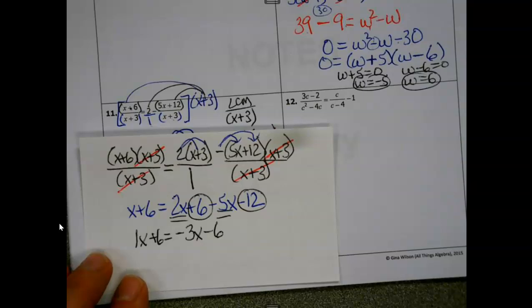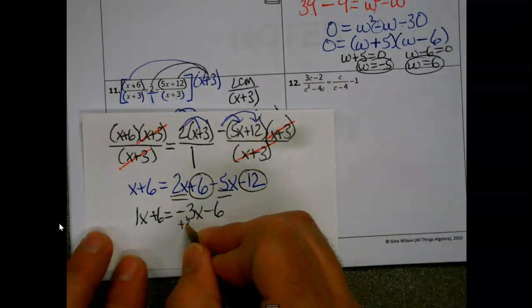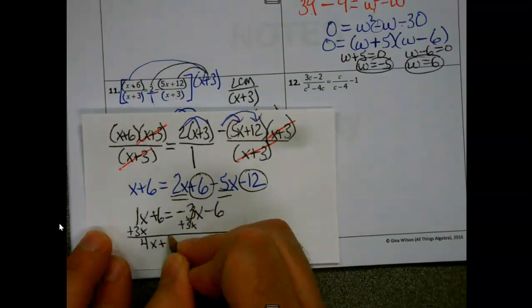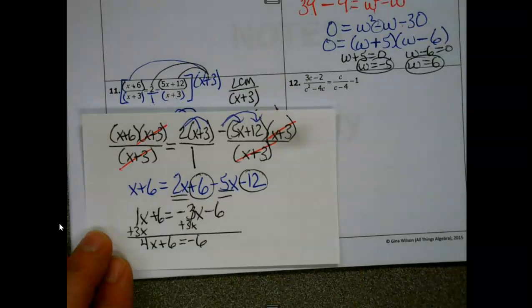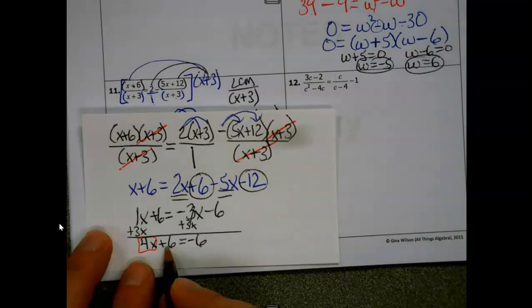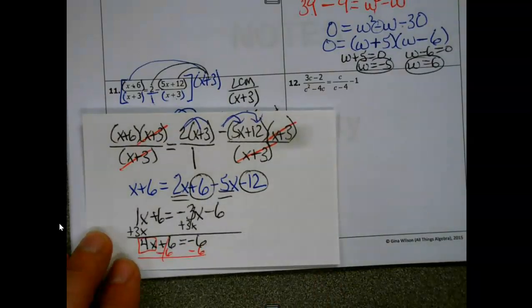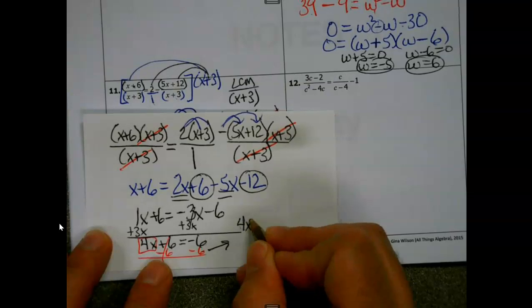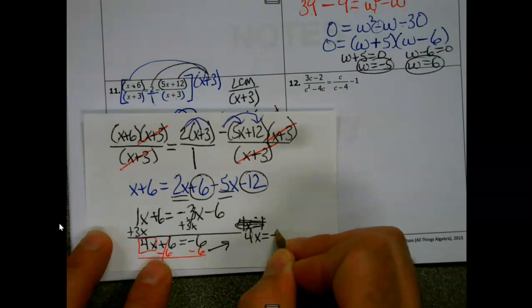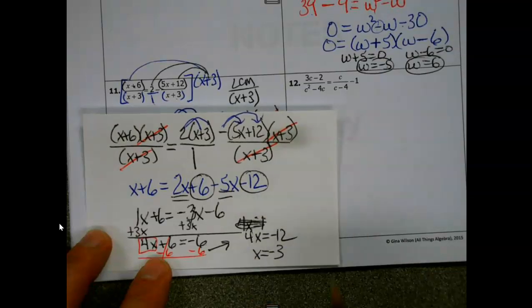All right, let's see here. I don't like dealing with negative x's, so I'm going to move my negative 3x to the other side here. And be careful here, too, because subtracting 6 from here is not going to cancel that out. It is going to make me need to write over here, though. 4x is negative 12. Divide by 4. X is negative 3.